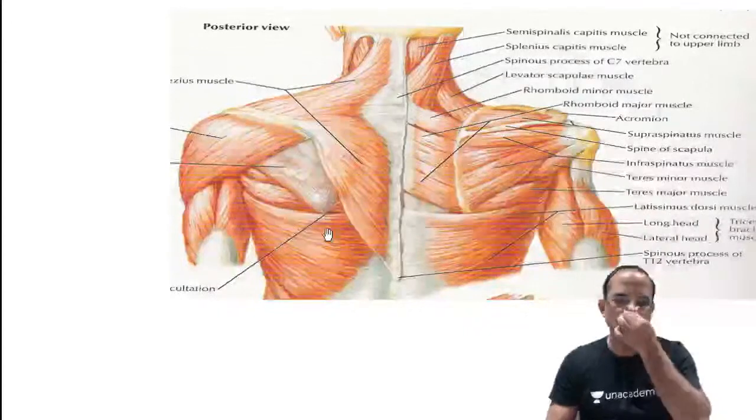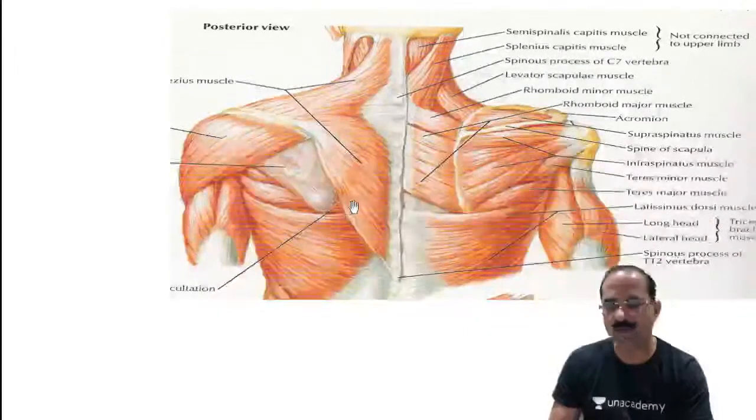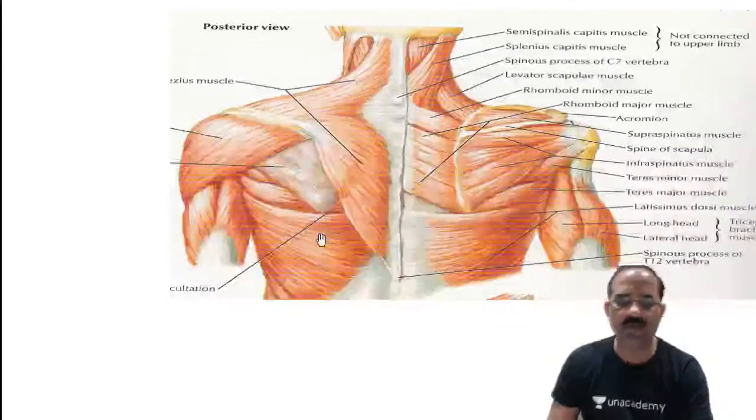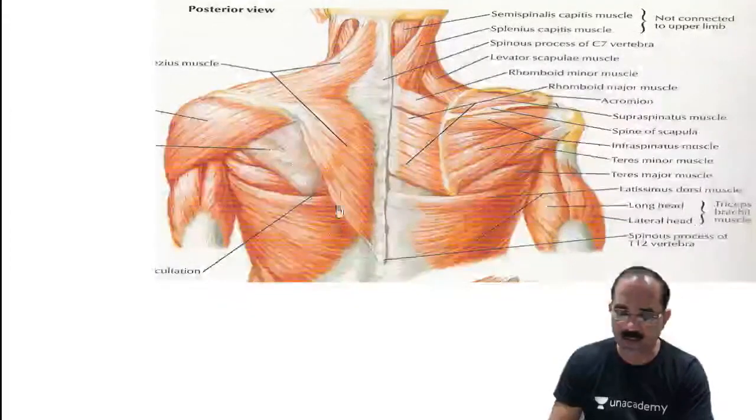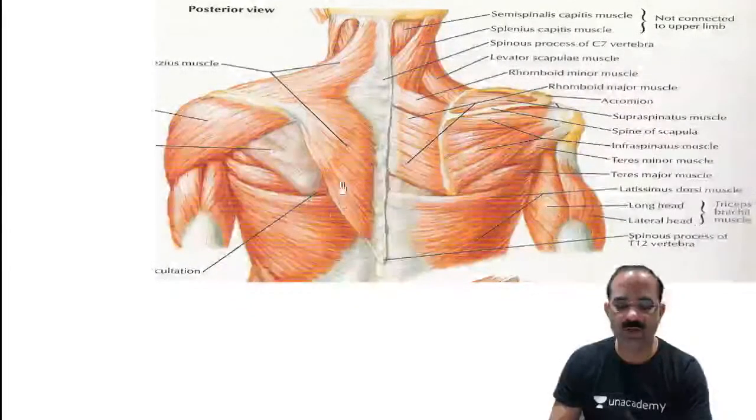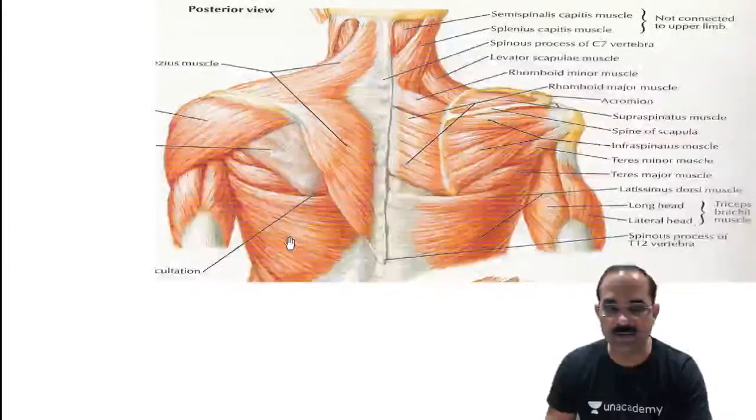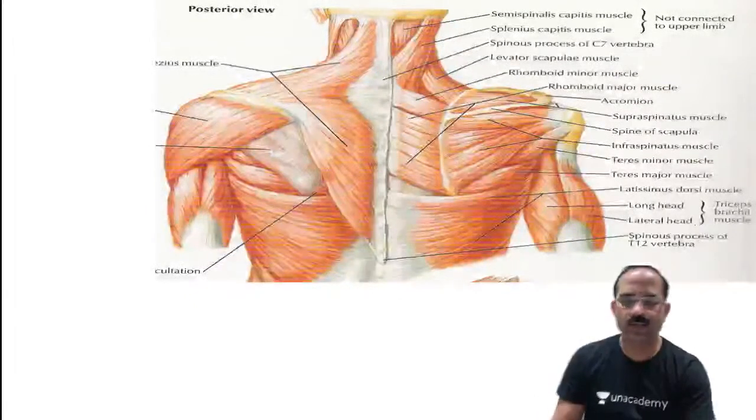Laterally is the medial border of scapula. It's not the lateral border. It's the medial border of scapula. So this becomes the triangle of auscultation. Answer is C. Triangle of auscultation. Clear, students?